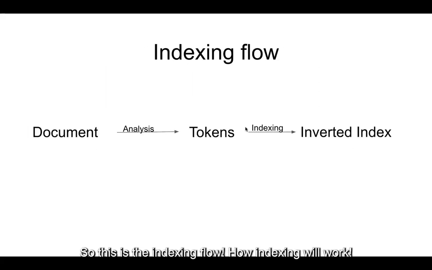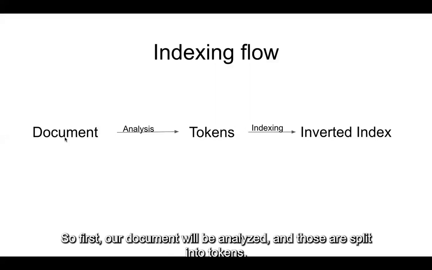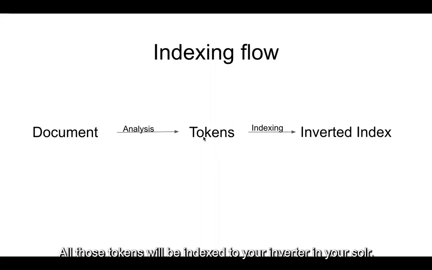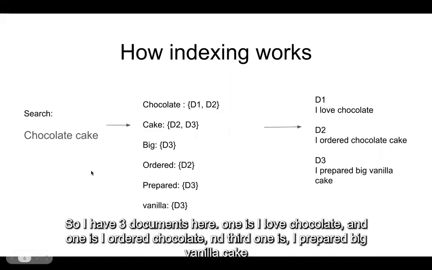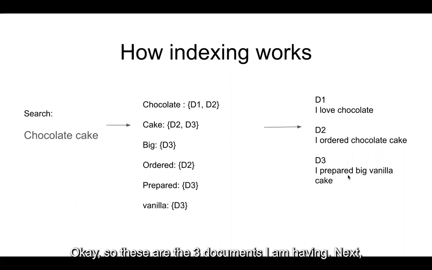So this is the indexing flow, how indexing will work. First our document will be analyzed and split into tokens. All those tokens will be indexed in Solr, so they call it an inverted index. Let's consider I have 3 documents here. One is I love chocolate, one is I ordered chocolate cake, and the third one is I prepared big vanilla cake. These are the 3 documents I have.